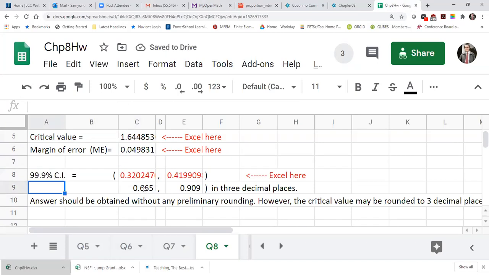Okay, so yeah, this will be the answer. How many decimals do you need to put? Three decimals, I believe, right? So your answer will be 0.32 and then 0.42, right?